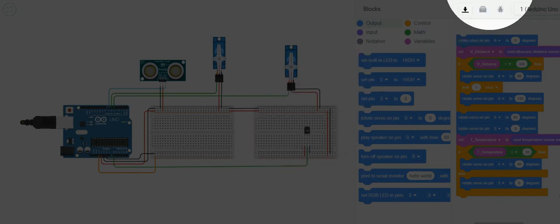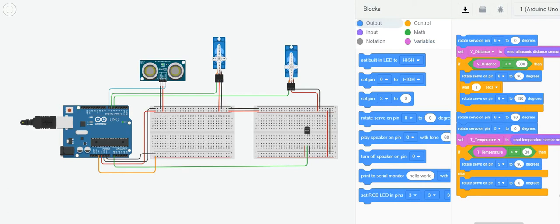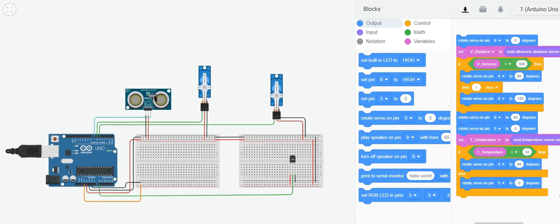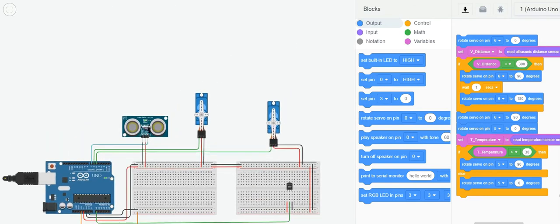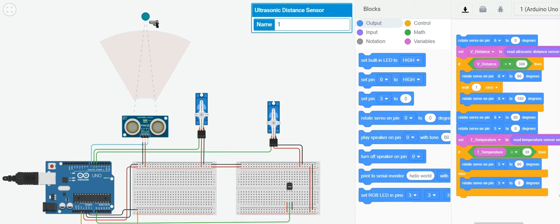Okay, let's start the simulation. Just imagine the turquoise dot here is the person. I have set the ultrasonic distance sensor to read a distance of less than 300 centimeters. So when the person, the dot here, moves within the 300 centimeters, the servo will rotate. This indicates the door will open for them.